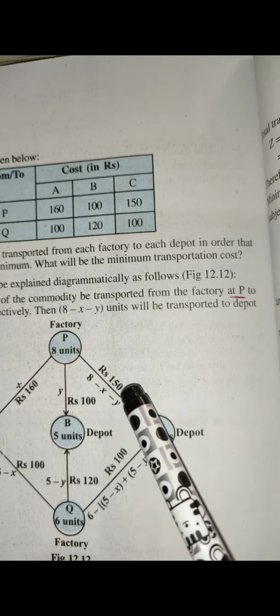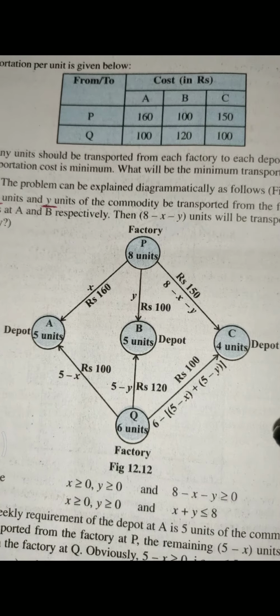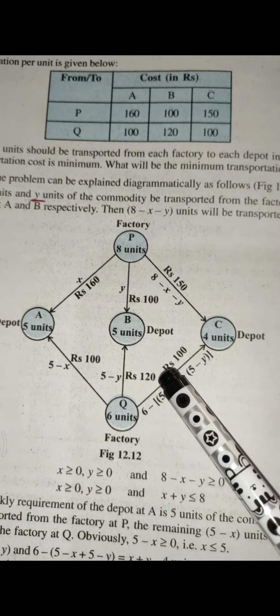In the same way, from Q to A, how much is the cost? Rupees 100. From Q to B, what is the cost? Rupees 120. From Q to C, what is the cost? Rupees 100. Just now all this planning we have done. Now we have to form the objective function. Assumption of the variable we have done. How we will form the objective function and subject to the constraints.